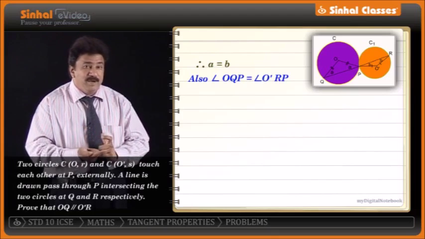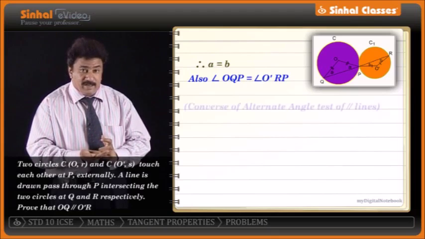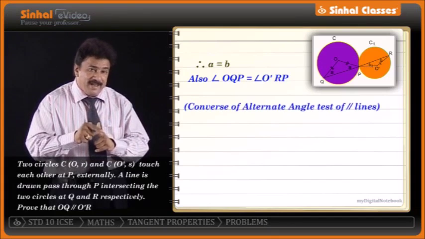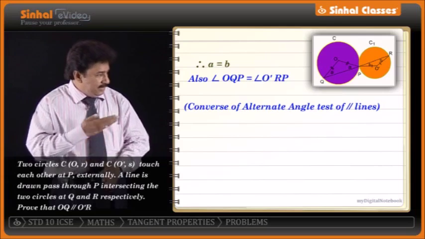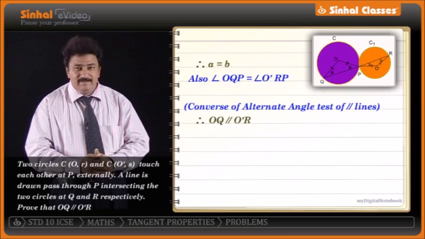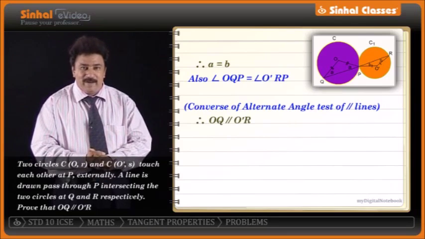So these two angles become which angles? Alternate angles, yes or no? So with the converse of the alternate angle test of parallel lines, I can say that OQ is parallel to O'R. That's what I wanted to prove, and we have done it.